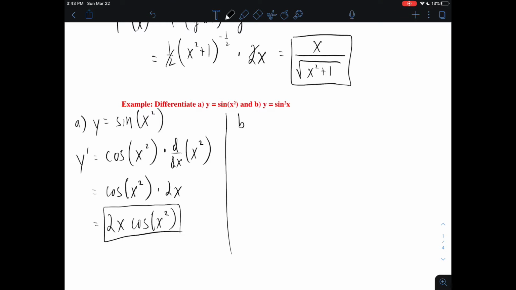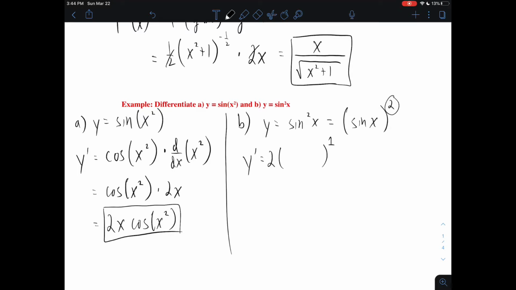Part B, y equals sine squared x, we need to remember that what that really means notationally is that we are taking sine of x first, and then we are squaring that. So here the inside function is the sine function, the outside function is the squaring function, which is a power function. So first we're going to use the power rule. And the power rule would say, take our power of 2, that drops down to be a coefficient, and then we subtract 1 from that power, so 2 minus 1 is 1.